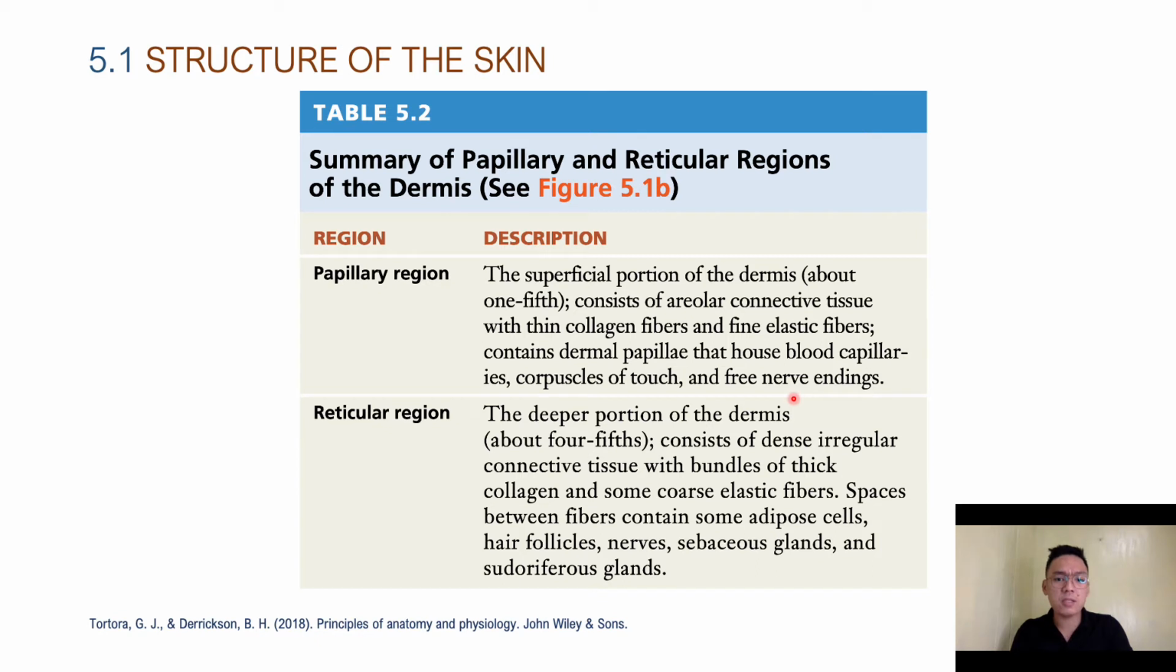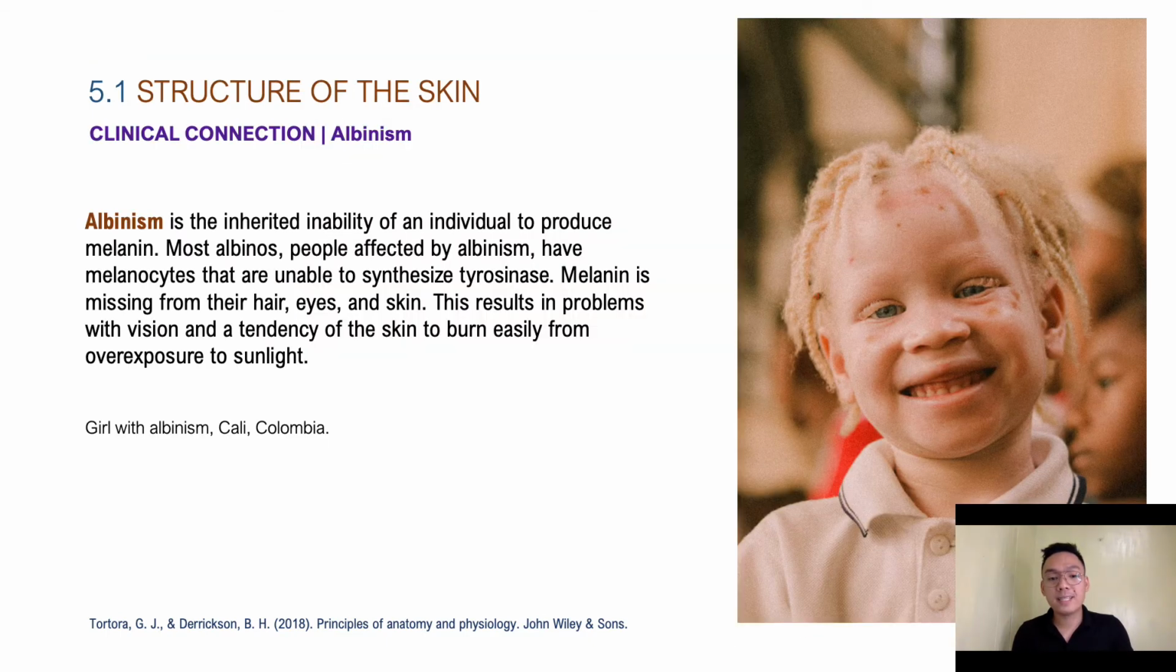And the reticular region is the deeper portion of your dermis. It's about 4/5 of the dermis, consisting of dense irregular connective tissue with bundles of thick collagen and some coarse elastic fibers. The spaces between the fibers contain some of your adipose cells, the fat cells, hair follicles, nerves, sebaceous glands, and sudoriferous glands.